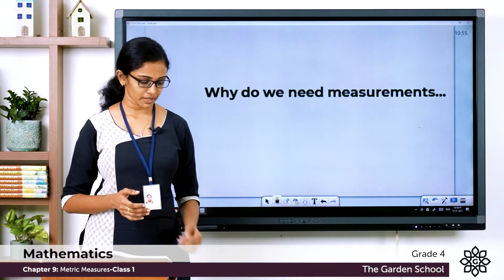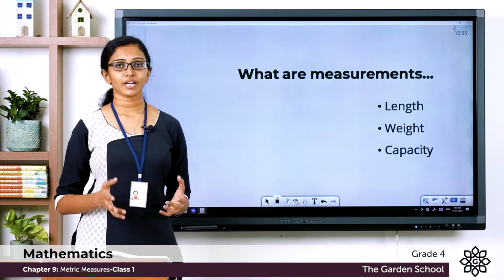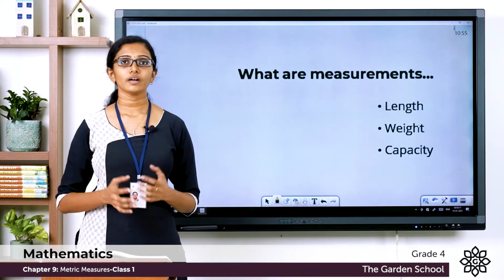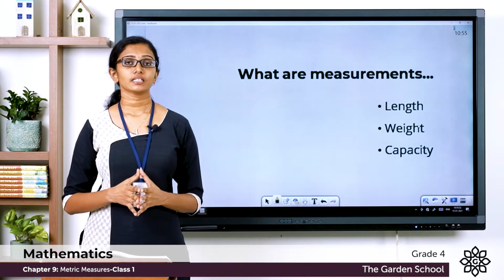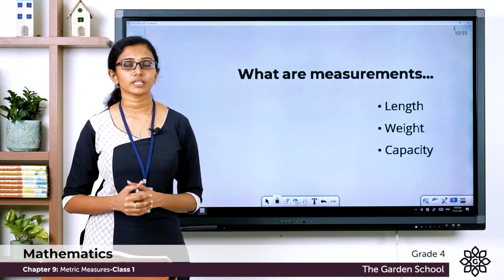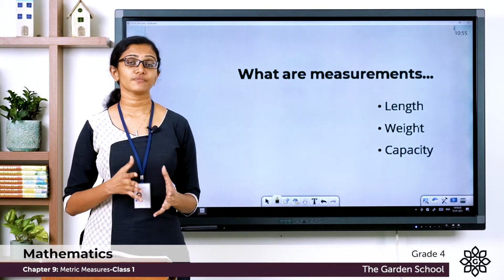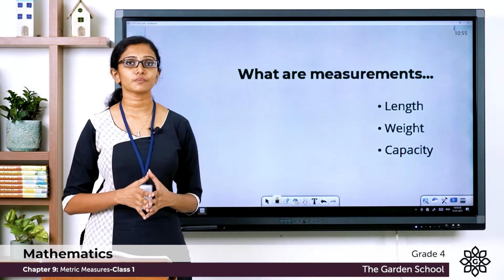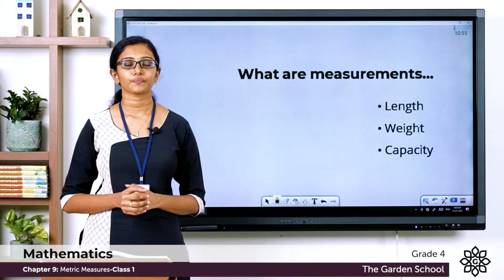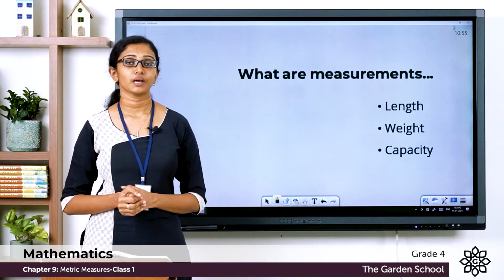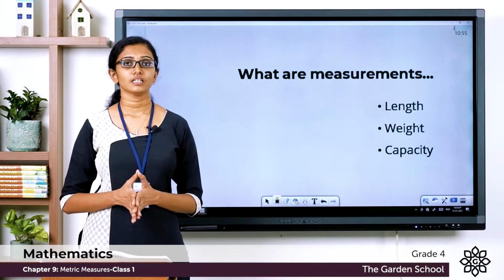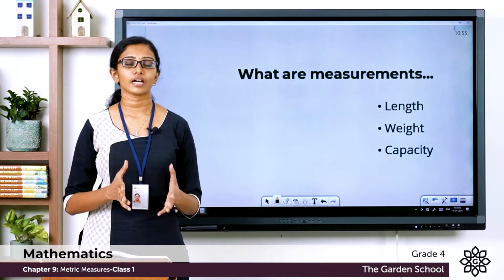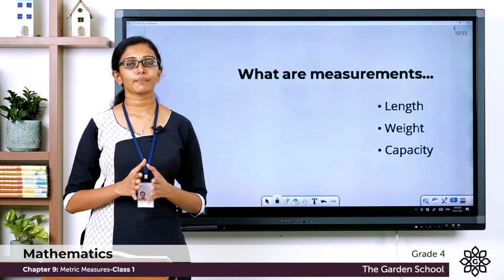Now when you talk about measurements, we may be talking about some kind of length, weight or capacity. What do you mean by length? You can say length is how long an object is, or it can be defined as the measurement of the distance between 2 points. And what about weight? Weight can be defined as the heaviness of something. And capacity? How much something can hold. How much a container can hold, that is called its capacity.